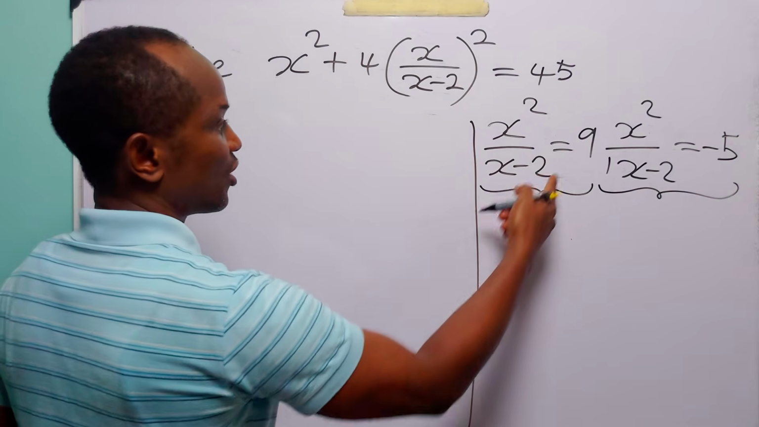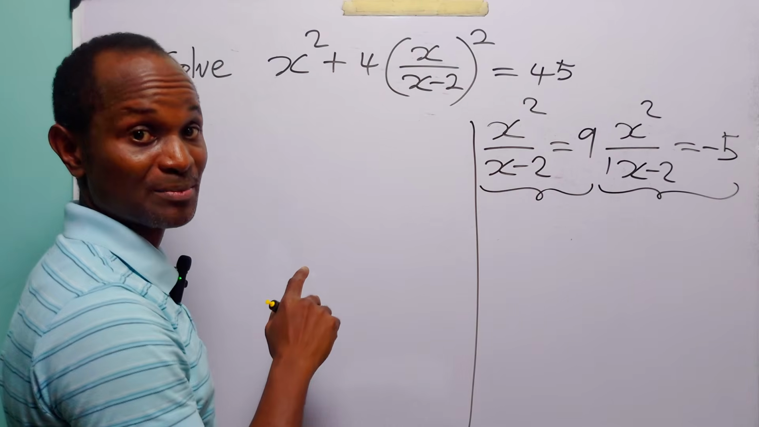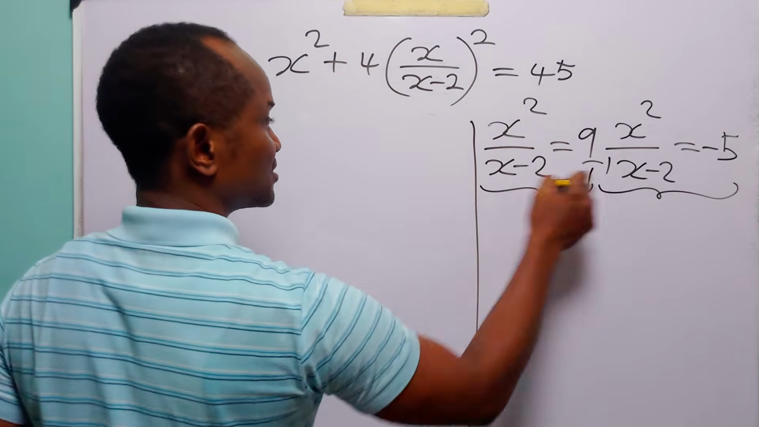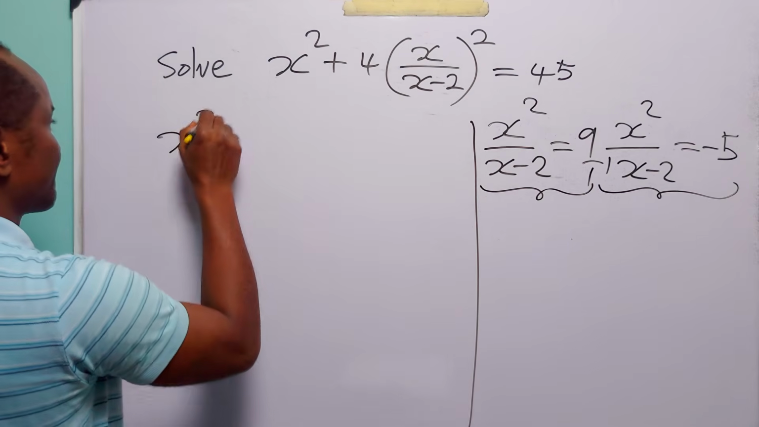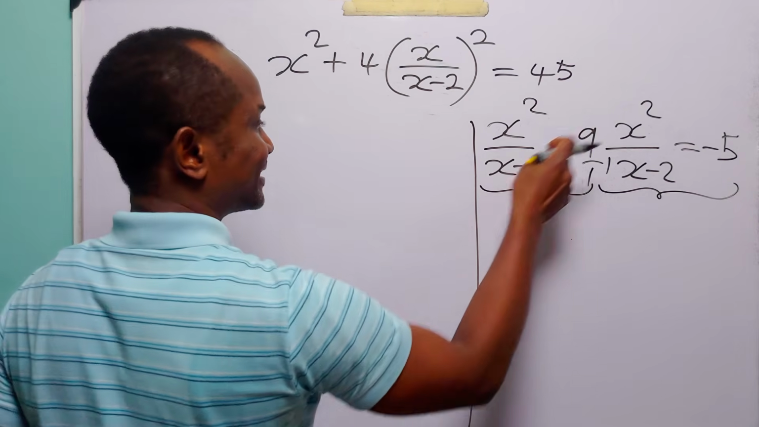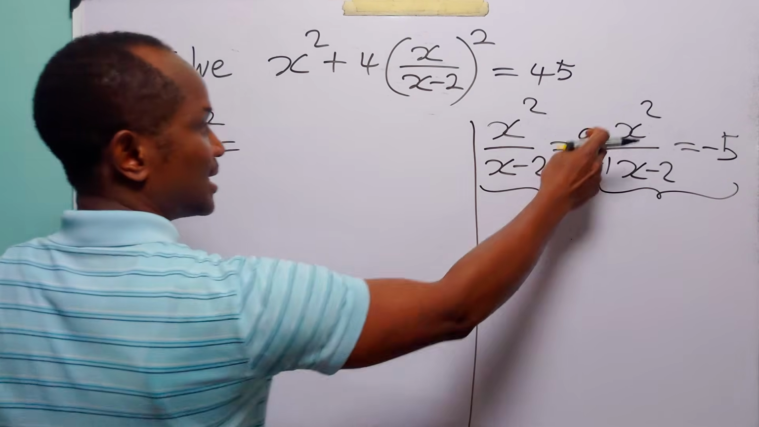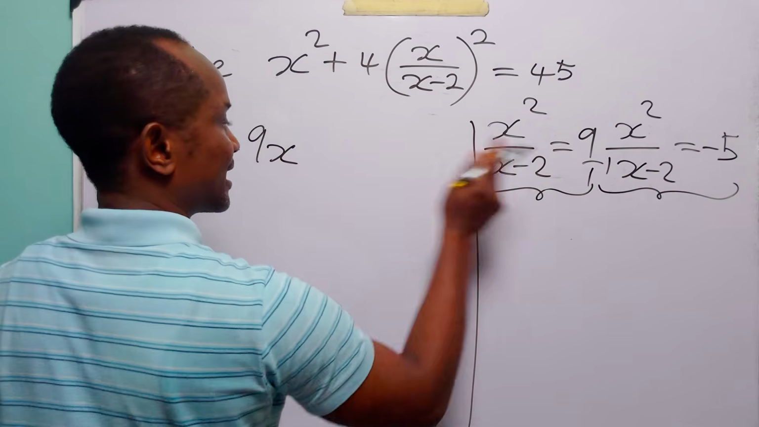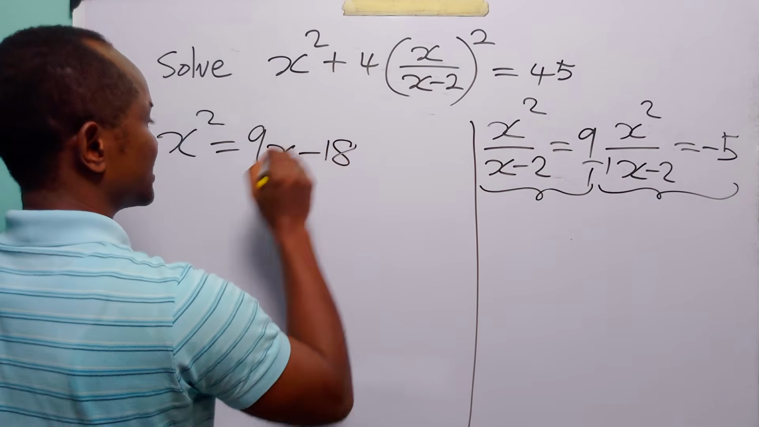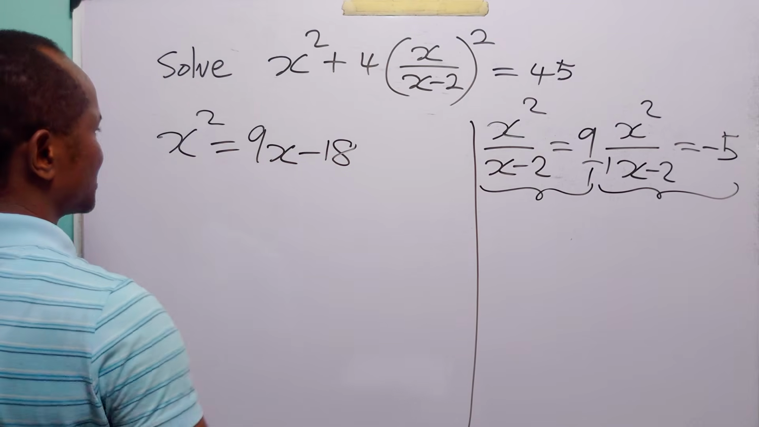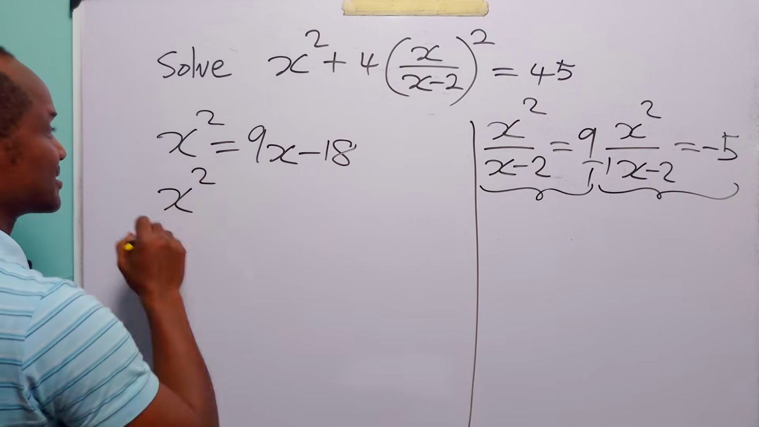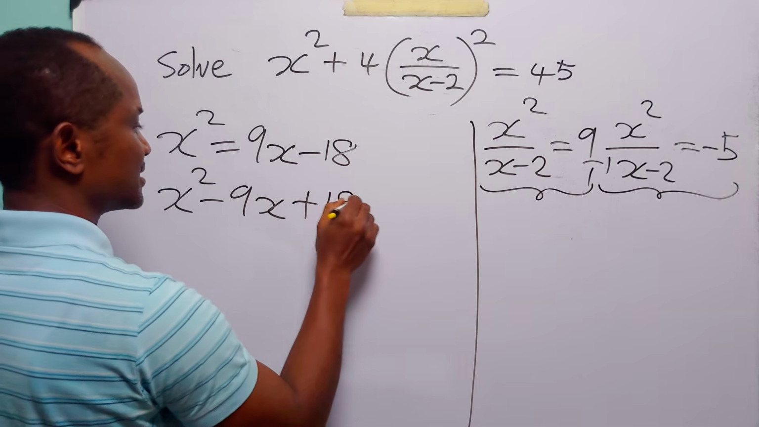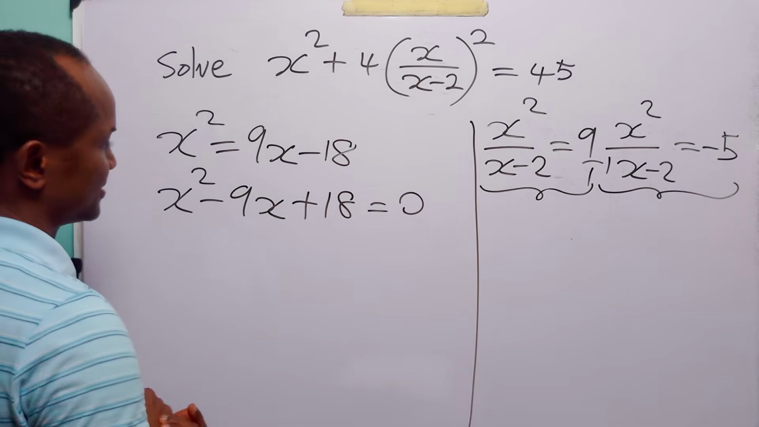In this first case, all we have to do is to cross multiply. When we do that, we have that x squared times 1, of course this is over 1, is equal to 9 times x minus 2. 9 times x is 9x. 9 times minus 2 is minus 18. Rearranging this quadratic equation, we have x squared minus 9x plus 18 is equal to 0.